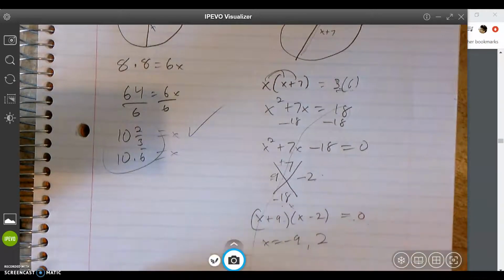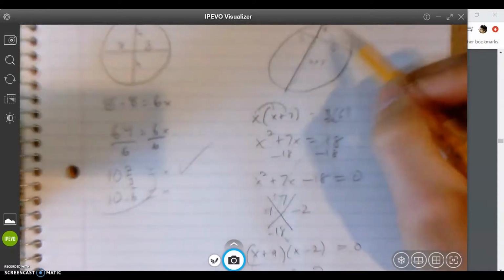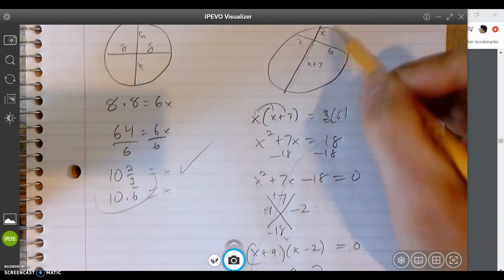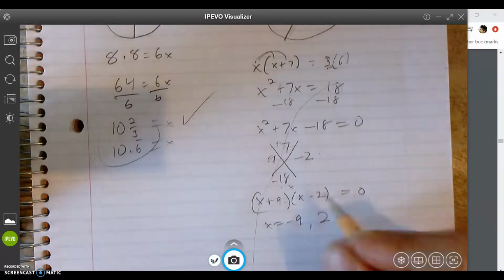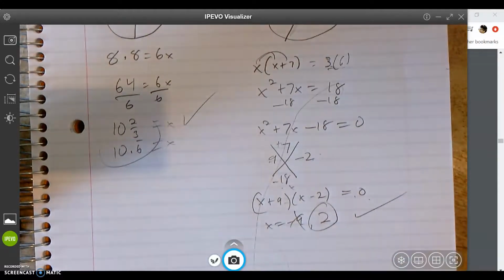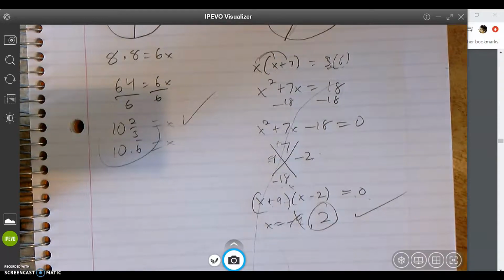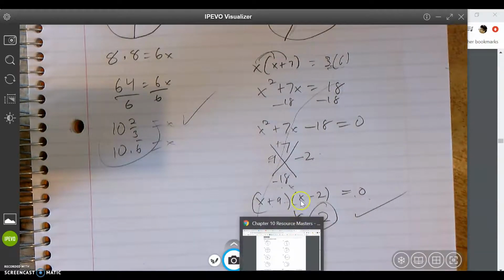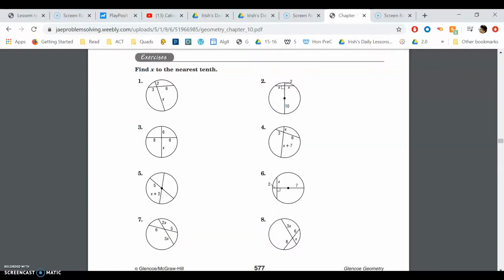All right, what's the acceptable answer? What can X be? Well, X cannot be a negative number, so if I plug in negative 9, that doesn't work, because I'm going to have negative distance. So the answer has to be 2. Got it. Check. All right, hopefully you got those. Nice job. If not, just look it over again and watch the video.